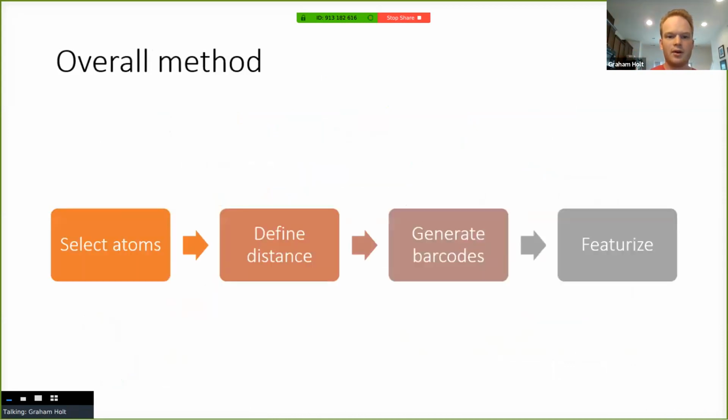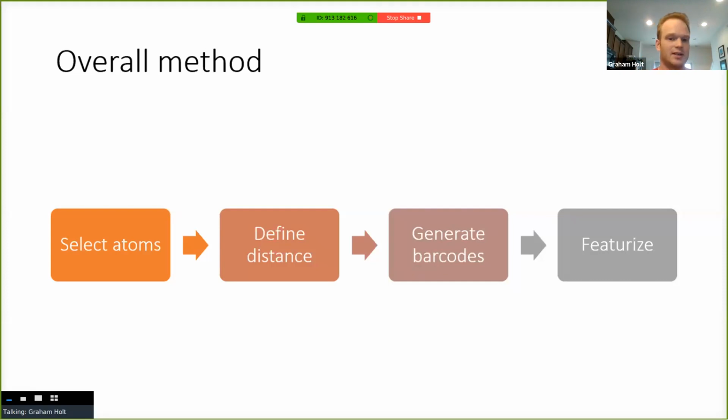Cool. Okay. So in the 2017 paper, their overall method, once you understand the ideas behind the persistent homology and this particular representation of proteins, is actually pretty simple. What they do is they select which atoms they would like to include in their point cloud. They define a distance metric. In a lot of cases, this is just your standard Euclidean distance.